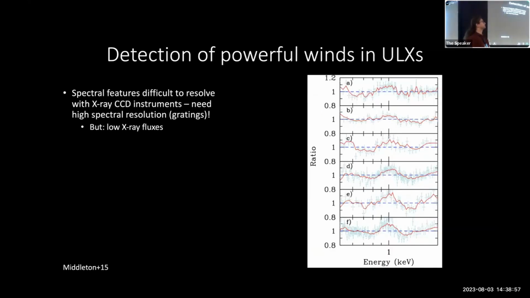And people have looked for these outflows, first starting with CCD resolution spectra. But all they've detected were just these broad residuals, which are very hard to interpret. What was really needed was to use high resolution gratings to resolve them into individual lines. But this is, of course, a great challenge because we're talking about extragalactic X-ray binaries. So despite their luminosity, their fluxes are very low. And even the highest quality X-ray spectra that we have of them are often just a few thousand counts.